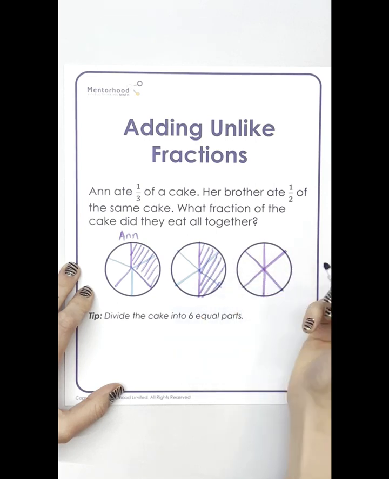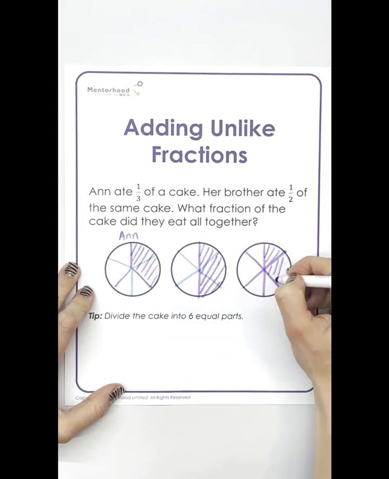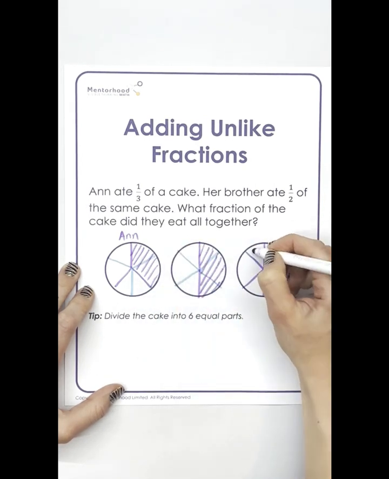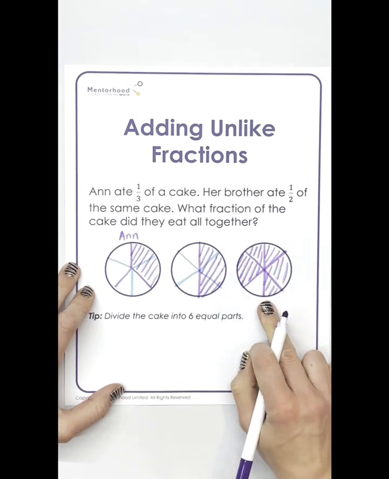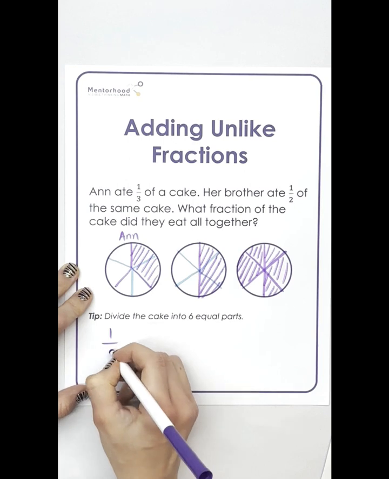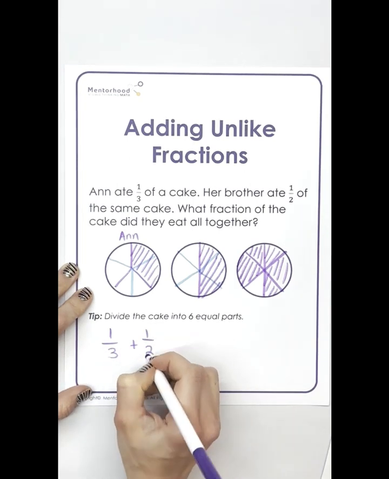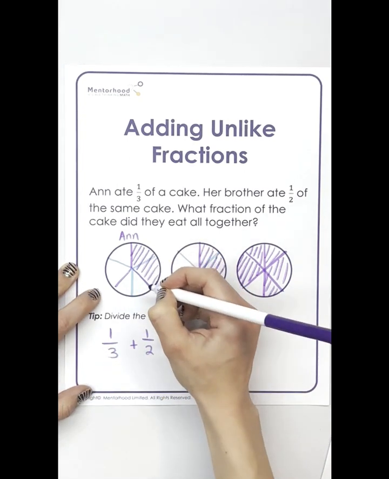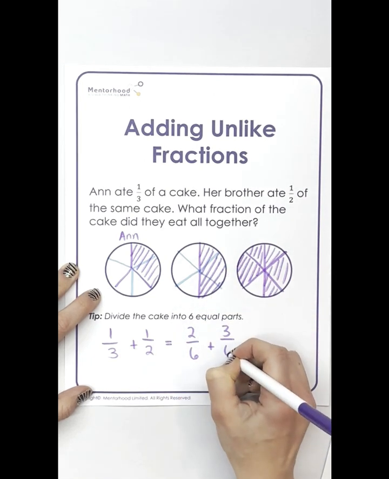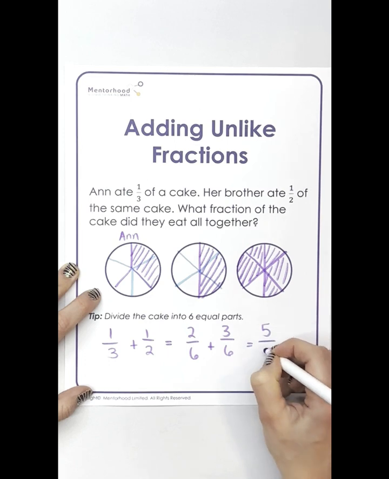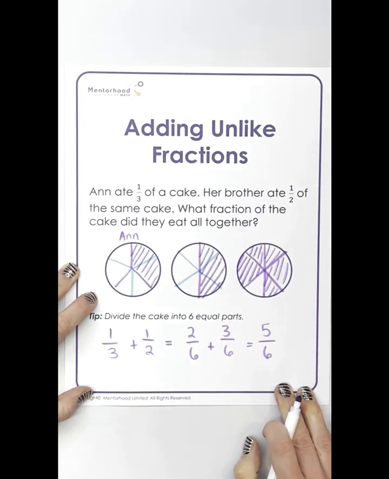Now I've got 3, 6, 1, 2, 3, and then 2 over here. So how many sixths do I have in total? 5. So 1/3 plus 1/2 is the same as writing 2/6 plus 3/6 equals 5/6. And there we go. So they ate 5/6 of the cake.